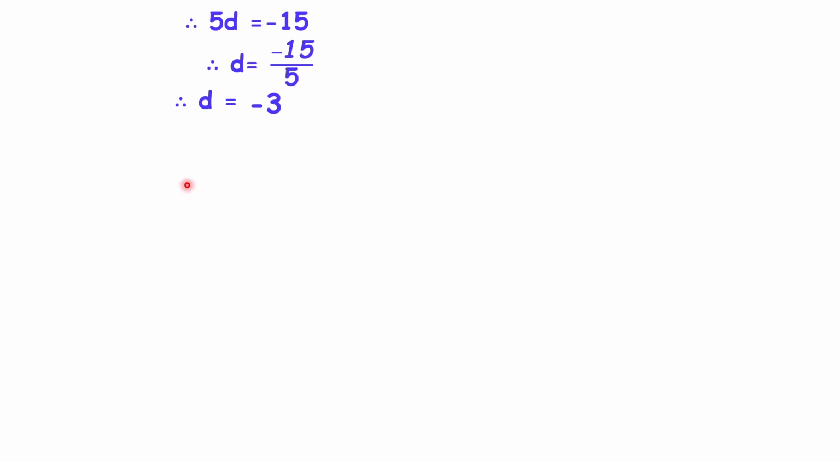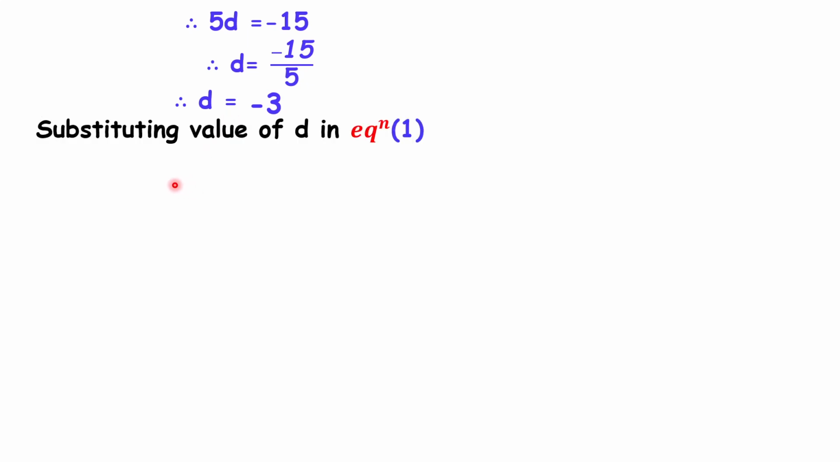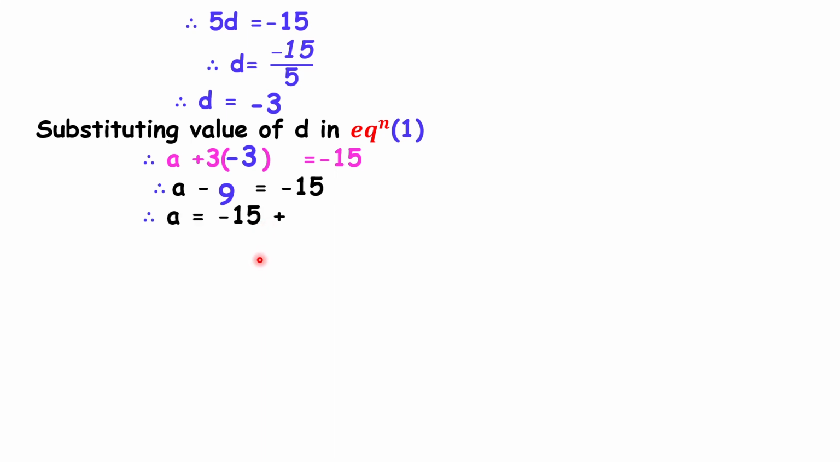Now substitute this value of d in equation number 1. Equation number 1 is nothing but a plus 3d is equal to negative 15. Replace the value of d with negative 3. Plus into minus becomes minus. 3 3s are 9. Here transfer this 9 to RHS. Minus 9 becomes plus 9. Therefore a is equal to minus 6.